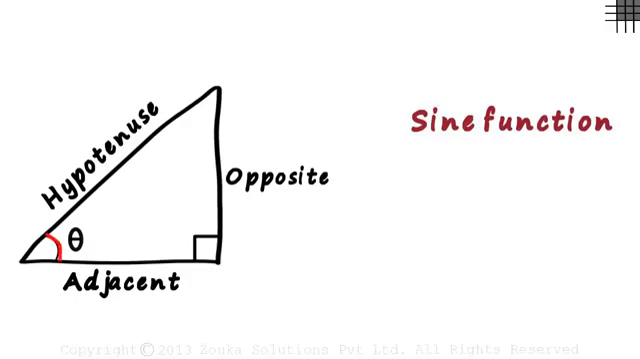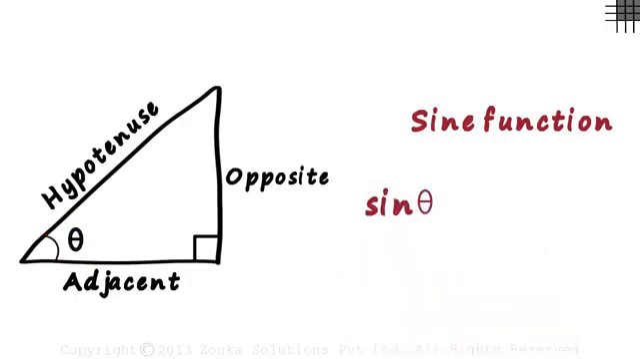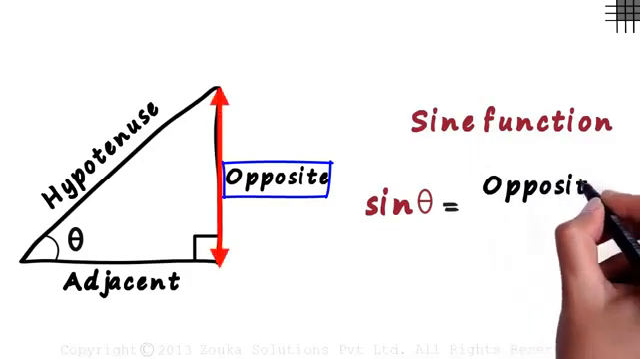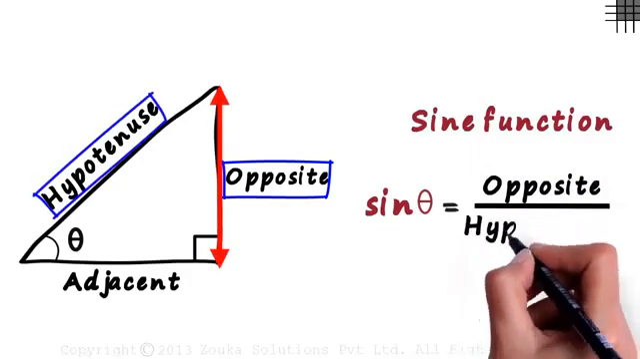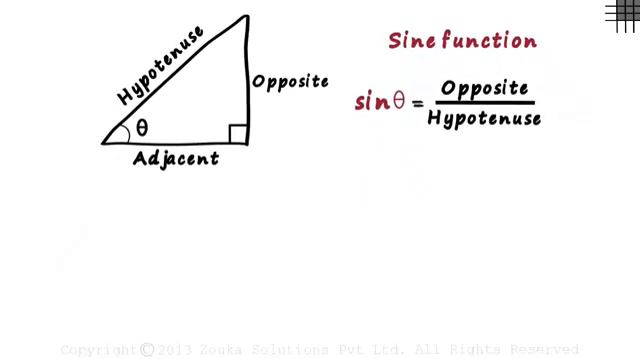The sine of angle theta is written as sin theta. Observe that we do not write the e. Sin theta will always equal the opposite, which is this side, divided by the hypotenuse. Each of these sides will have a length. So the sine of this angle gives us a numerical value. Let's see an actual example.